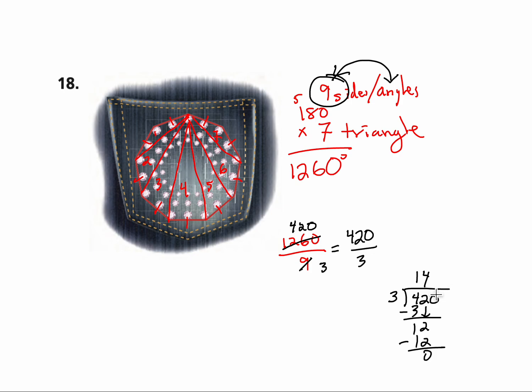But remember, we still had this place value right here, so we had to fill that place value in so we get that decimal in the right place. So that means that it is 140 degrees for each angle. Well, each of those 9 angles.